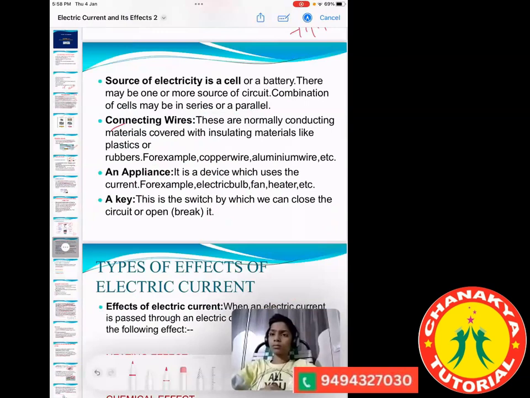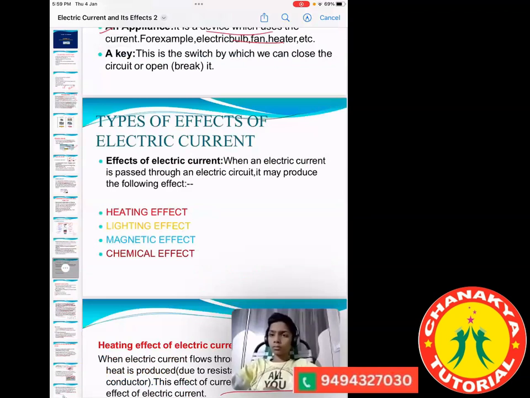The wires will basically help the electric current to flow, like the copper wire or aluminum wire you might have seen. When you open those wires from the appliances, you will see that inside the wire there is either copper or aluminum. Then we need the appliance, which is a device that uses the current, for example an electric bulb, fan or heater. Then we need a key so that we can switch it on or off.